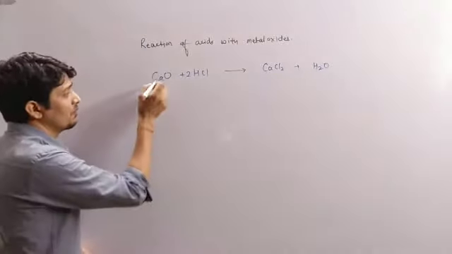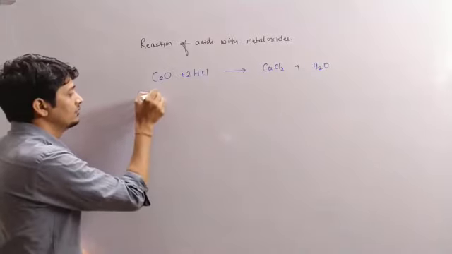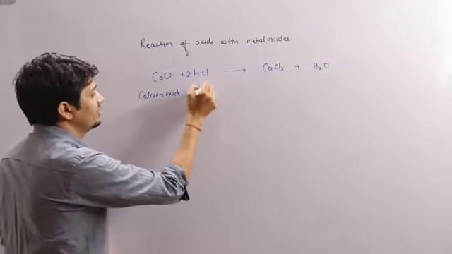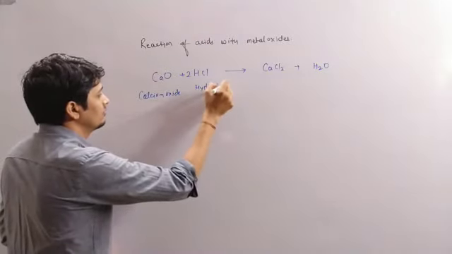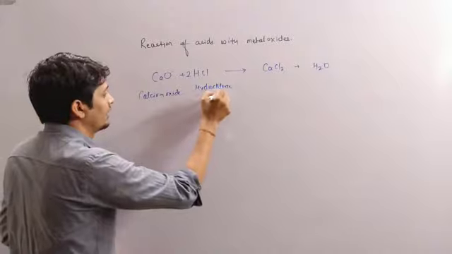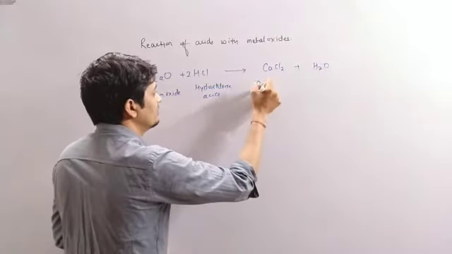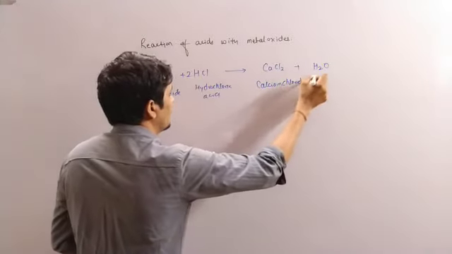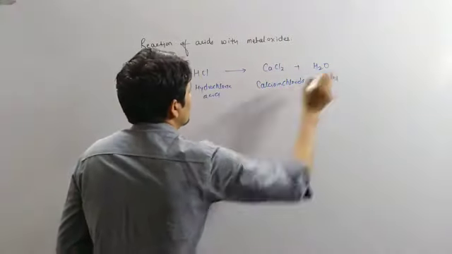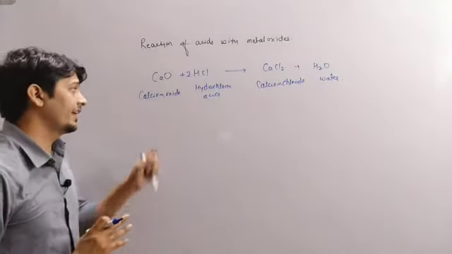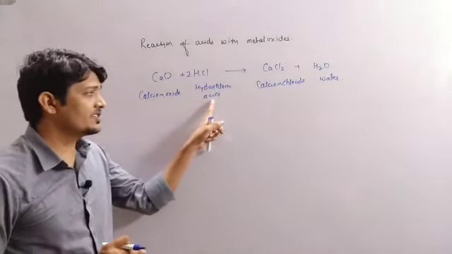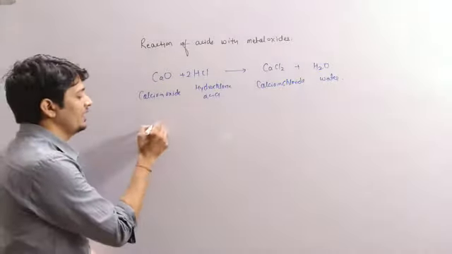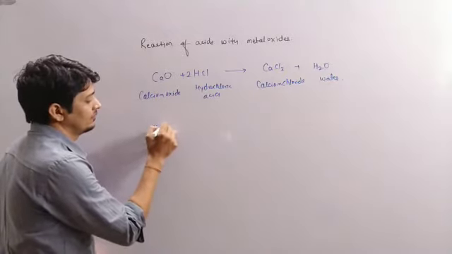So we have to write the names. It is calcium oxide, this is hydrochloric acid, it is calcium chloride, which is our metallic salt, and water. So this reaction proceeds as a neutralization reaction. Here acid and base react to form salt and water.